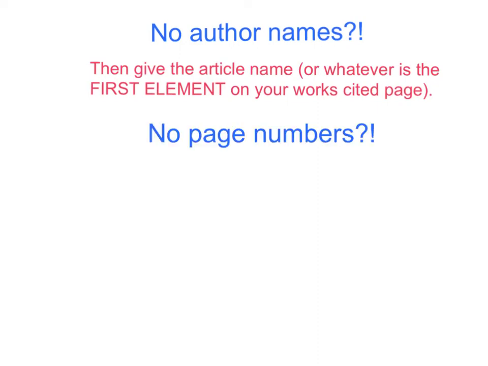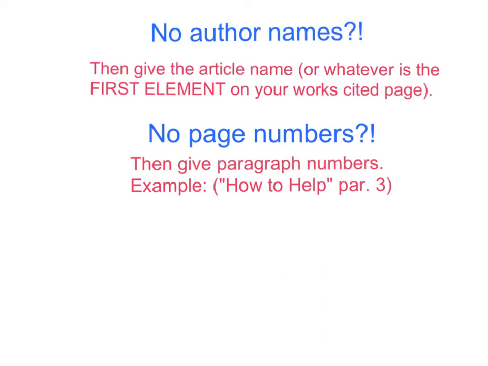But I have mostly web sources. I don't have any page numbers. Yeah, I'm making fun of you. Then just give the paragraph numbers. So let's say the name of my article, and I didn't have an author name, my article name was How to Help. And the information I am incorporating into this particular part of my paper comes from paragraph 3. So for my parenthetical citation, next to that information, I would give the first element of the works cited page and the paragraph number, and you abbreviate that by par. and the number of the paragraph.